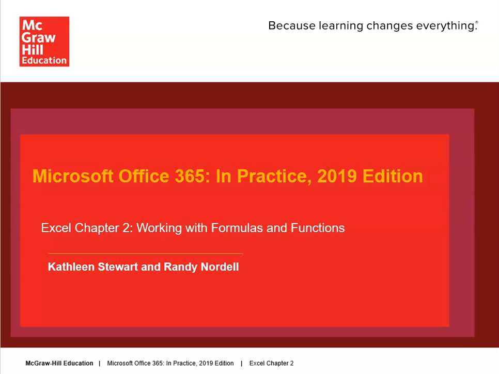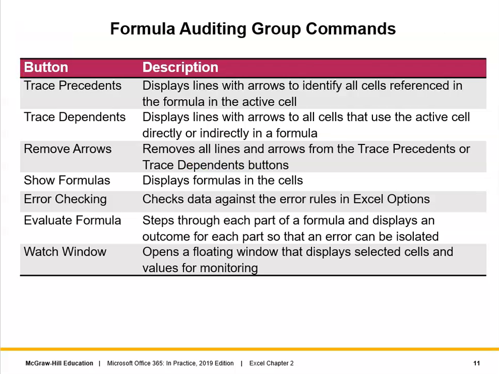In this video, we will continue to learn about formula auditing and some basic functions. Formula auditing is the process of reviewing formulas for accuracy. Excel automatically audits formulas as you enter them and when you open a workbook based on its error checking rules, which can be found on the File tab, Options, Formulas pane.